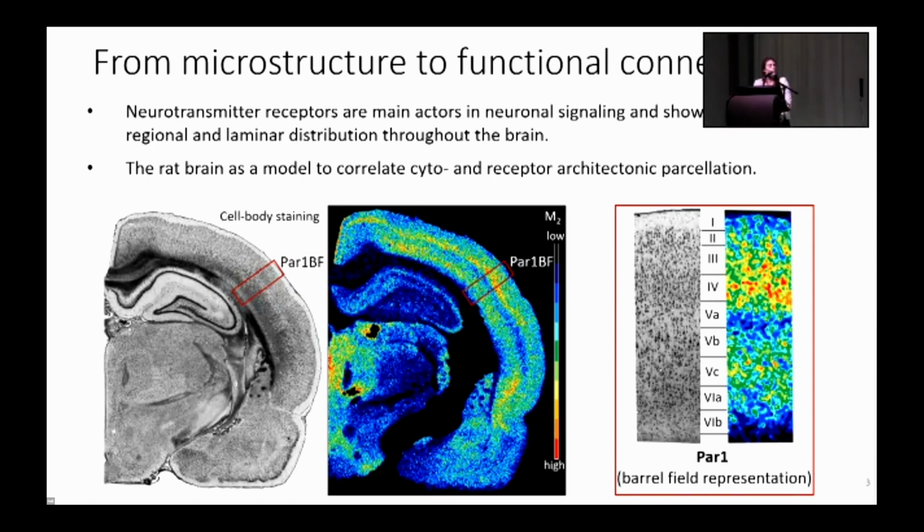For the development of our comprehensive multimodal maps and parcellation schemes, the rat brain provides a good model because of the limited formation of gyri and sulci, which leads to a limited individual variability and therefore enhances the comparison between animals, but also between different receptor types.